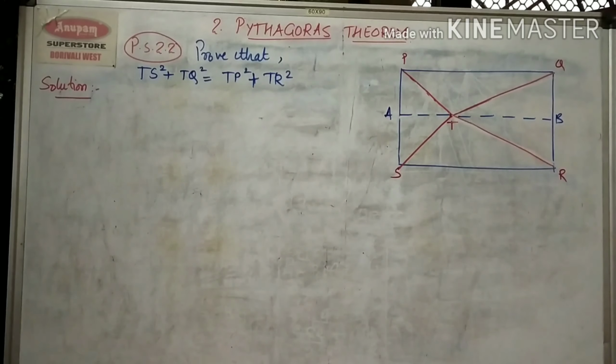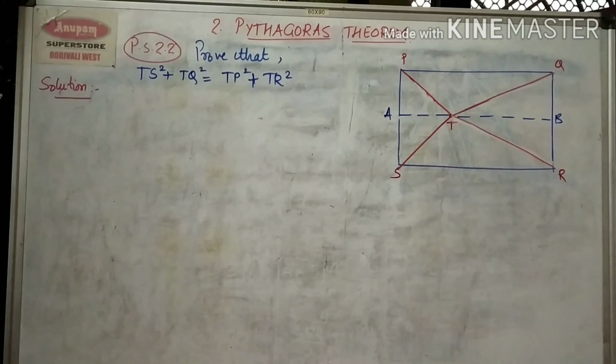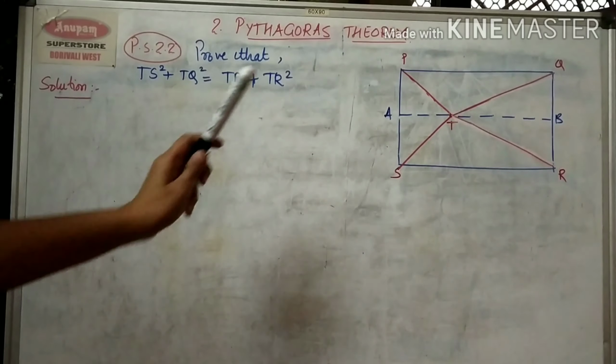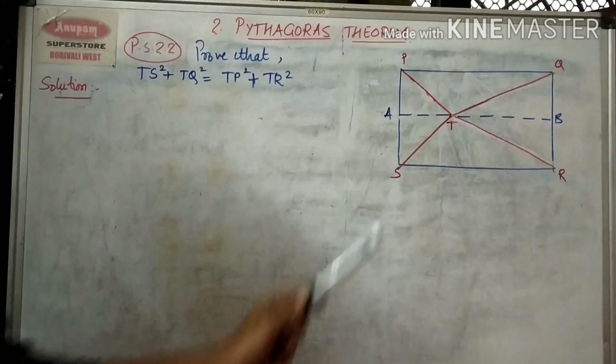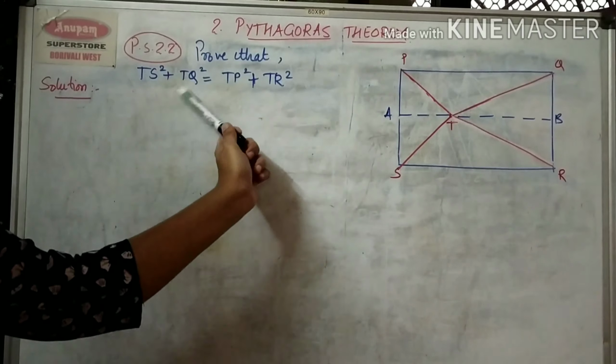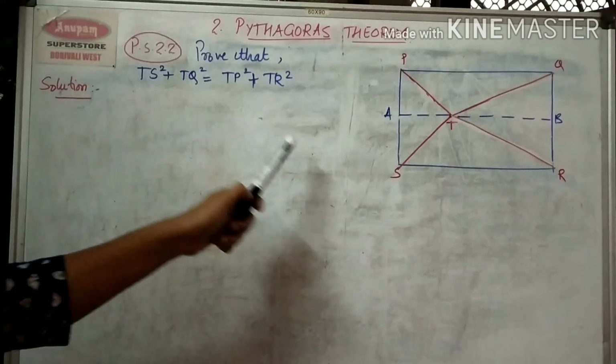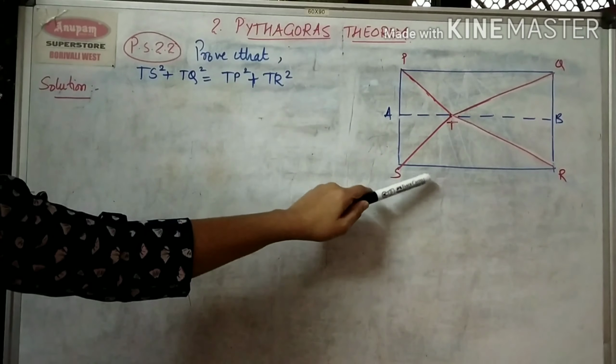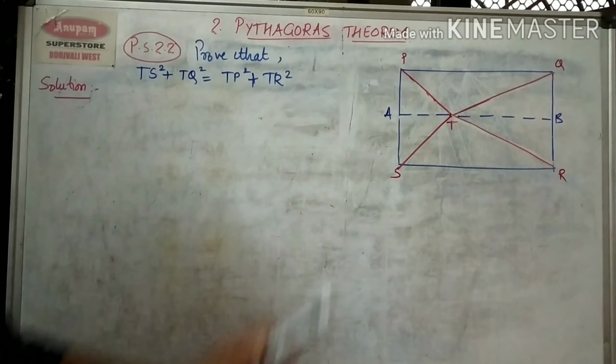Okay, the next question is quite a tricky one. The only thing that is given in this figure is that quadrilateral PQRS is a rectangle, and you have to prove that. And one more thing that they have given is AB is parallel to SR. This is what is already given in the question.